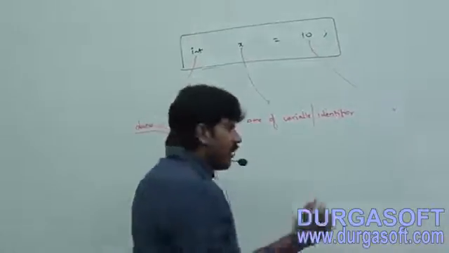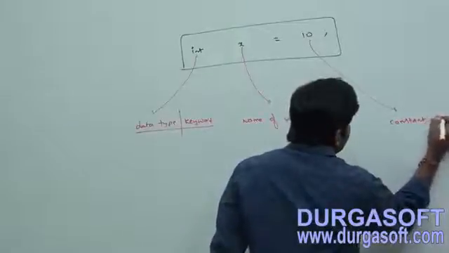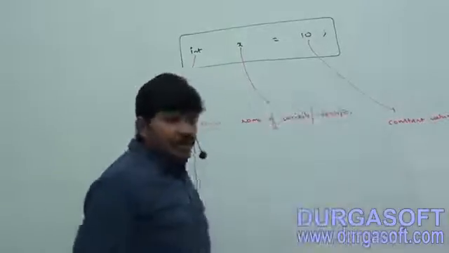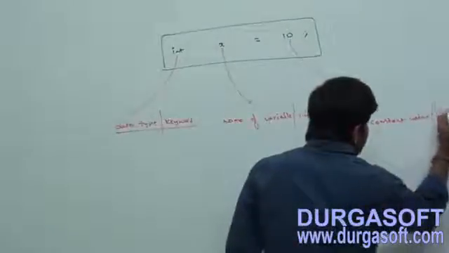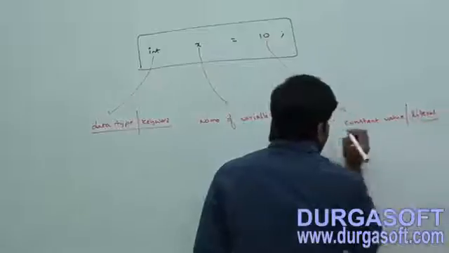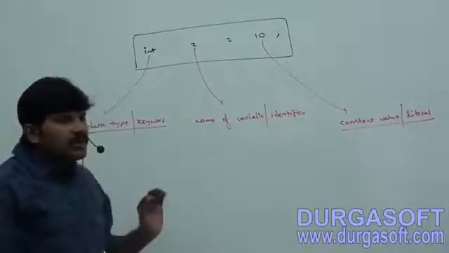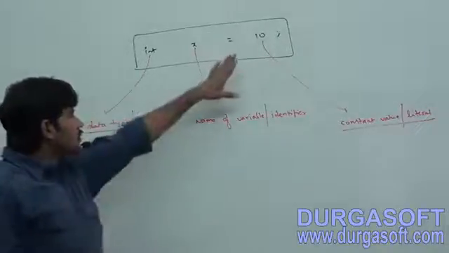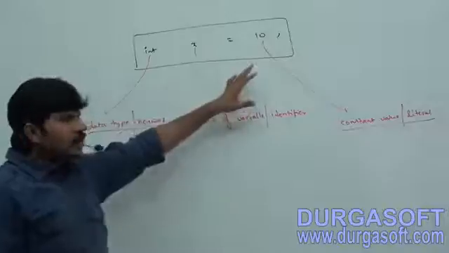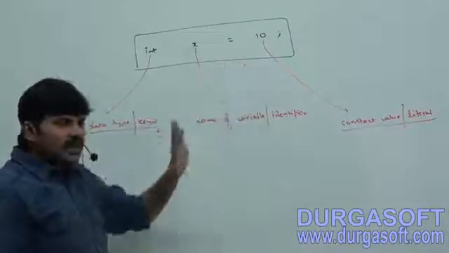Okay, a constant value which can be assigned to the variable. This constant value is nothing but a literal. Are you getting? 10 is a constant value which is nothing but what? A literal. So in int x is equal to 10, a constant value which can be assigned to the variable is by default considered a literal.